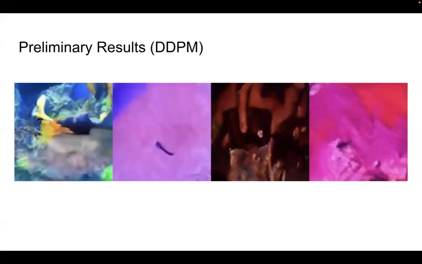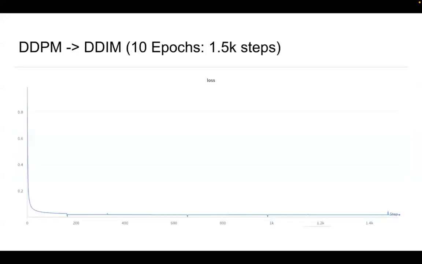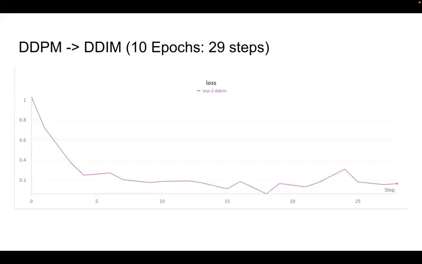So here's the set of preliminary results we got from the midterm training using just a DDPM scheduler with a subset of data. You'll notice that even though some images are generated, the contents are highly unrecognizable and frankly quite disturbing. The DDPM scheduler takes 1.5K steps to finish 10 epochs. Under the same settings, if we switch to DDIM, 10 epochs only take 29 steps on the same subset of data, which reduces the inference time dramatically.